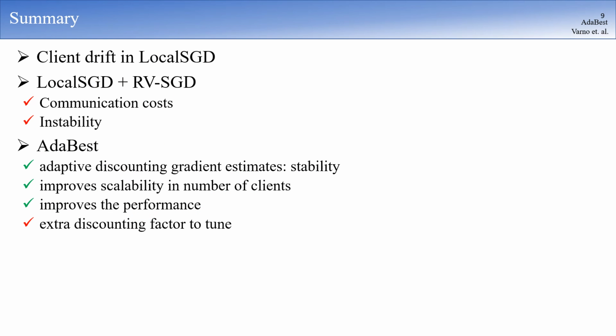In summary, local SGD is subjected to client drift, making it a suboptimal solution. But it can be combined with RV-SGD algorithms to minimize the client drift. AdaBest provides such a solution, addressing the stability and efficiency problems that the prior works had. With the expense of tuning an extra hyperparameter, it can converge faster and to a better performance.